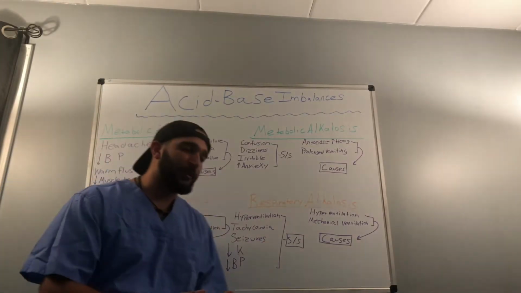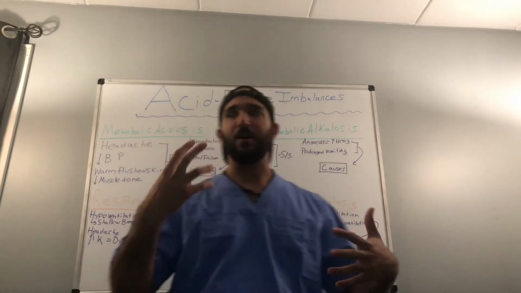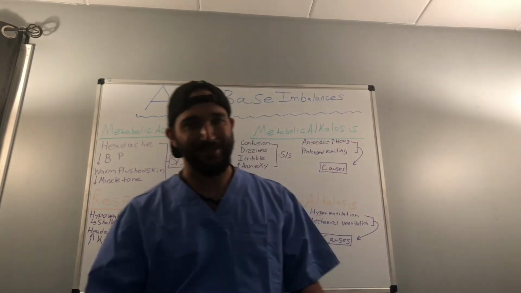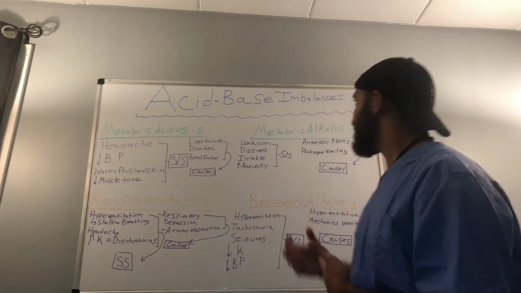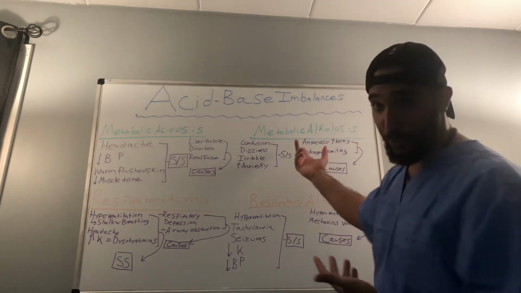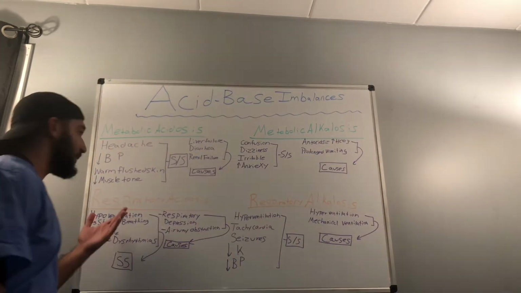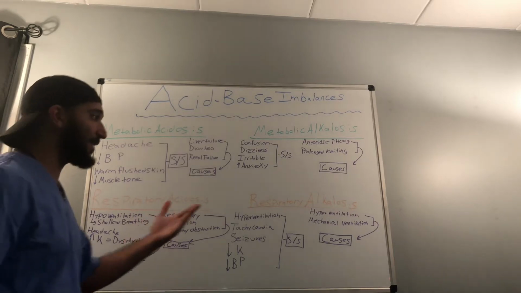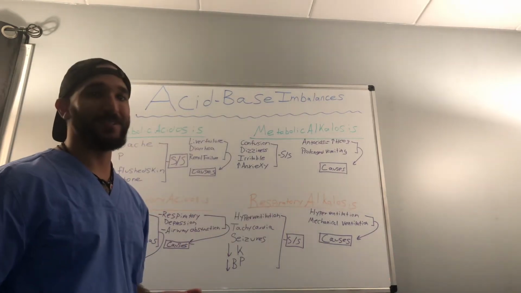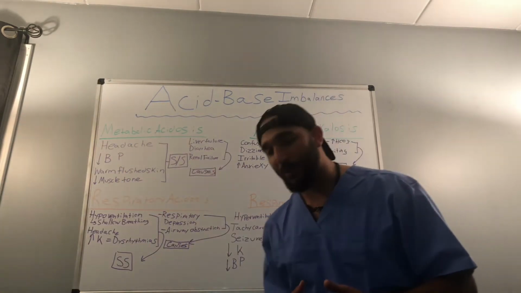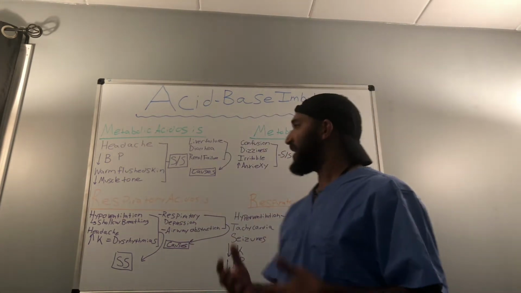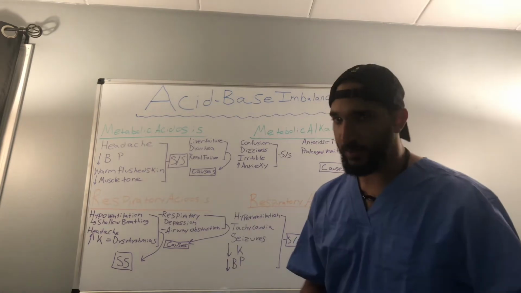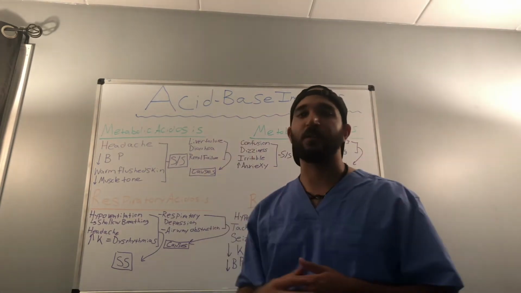So as I said earlier, there are different types of acid-base imbalances. There you have your metabolic acidosis, your metabolic alkalosis, your respiratory acidosis, and your respiratory alkalosis. So with metabolic acidosis, what will we see? What are the signs and symptoms, and what are the causes of metabolic acidosis?